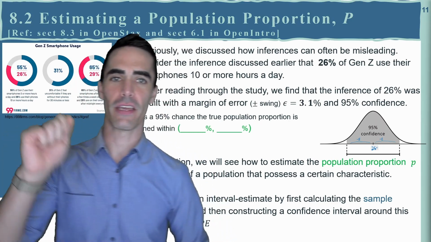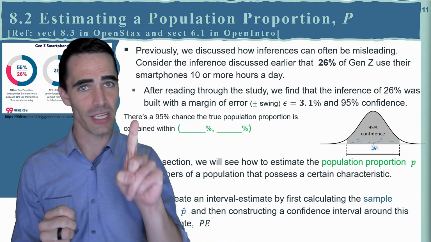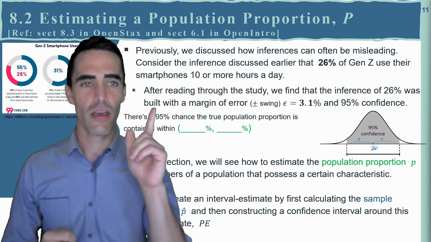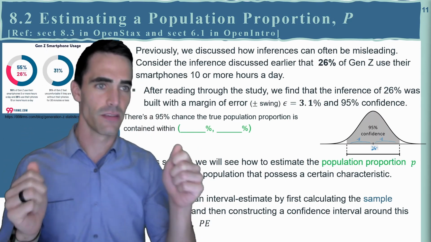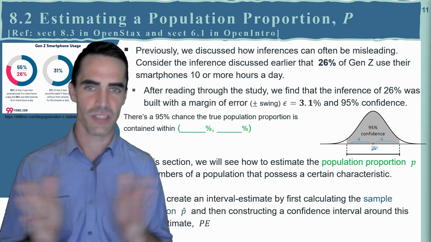In this video, we're talking about estimating a population proportion. It's confidence intervals, but one particular kind of confidence interval. These intervals are our best guess for a population proportion, which is just a fancy word for percentage.